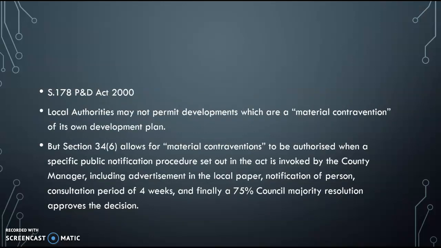So the local authority cannot permit developments which are a material contravention of their own development plans. You remember those development plans, they're under the regional spatial strategies, which are under the national spatial strategies, and they are a 6-year plan for the development of the county council's functional area. And if a development, just say the land has been zoned in the development plan industrial, they can't grant a residential permission there. That would be a material contravention of the plan, so they can't break their own plan. But there is a procedure for contravening the development plan, but it has to be followed carefully to the letter and involves an act invoked by the county manager, advertisements in the local paper, 75% council majority resolution. So it's a complex process that is difficult to achieve.